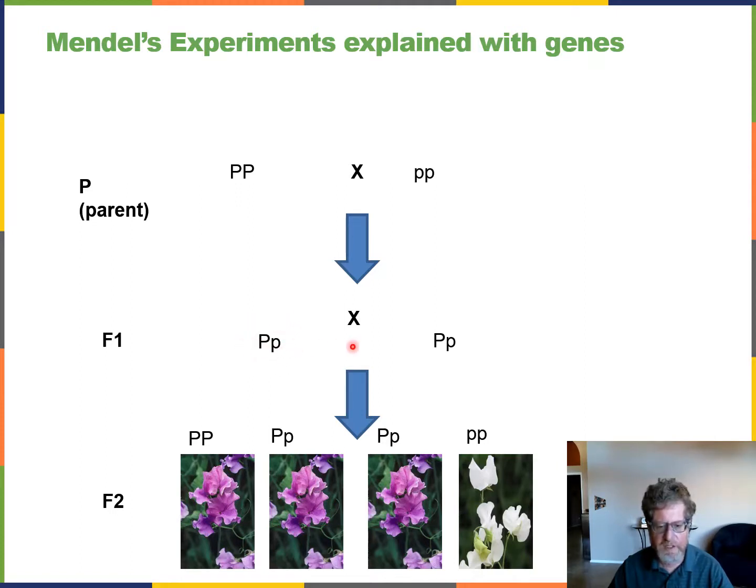When he crossed these individuals, you got back 3 purple and 1 white, but you can see that the white plants are all little p, but some of the purple plants are big P, and some are big P, little p. We're going to talk about how to solve that.